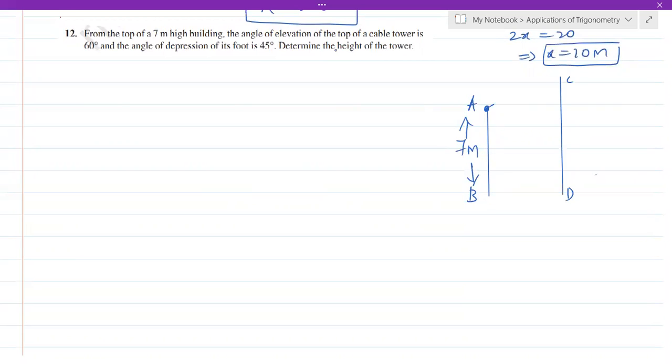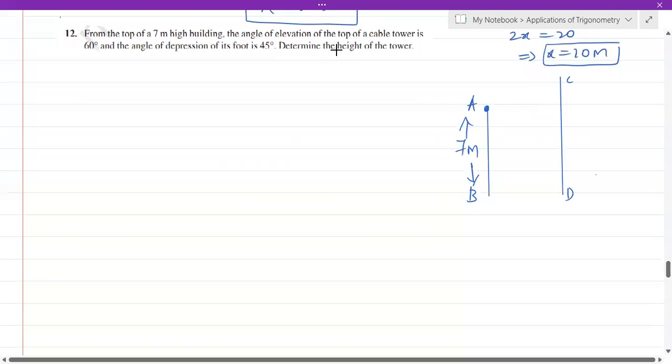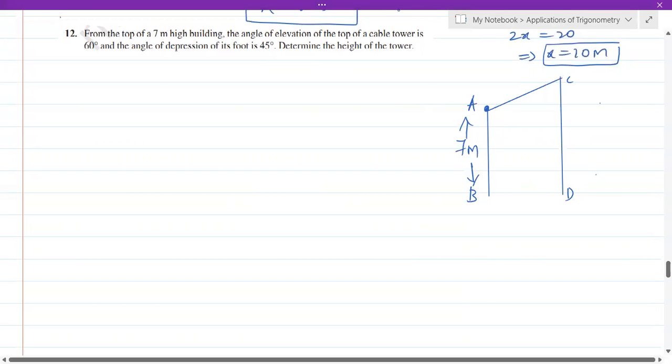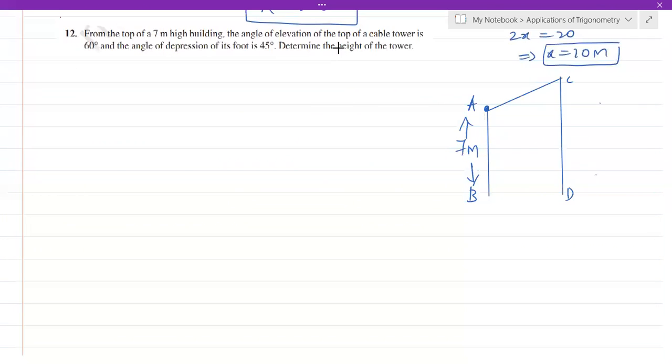Okay, now from here we are observing the top of the tower. So let me draw it properly. We are observing the top of the tower. So always we have to draw the horizontal line of sight. So this will be the horizontal line of sight, isn't it? Only when we draw the horizontal line of sight can we mark the angle of elevation. So this is the angle of elevation. How much is it? 60 degree. And from the same point we are observing the foot of the tower. The foot of the tower is D. That is, from A we are observing the point D.